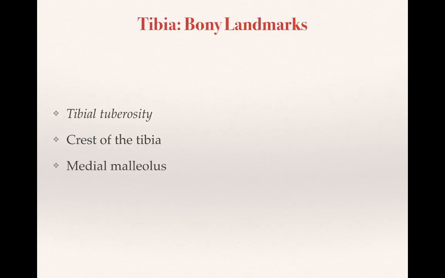On the tibia, the main landmark for our purposes is the tibial tuberosity. We use that landmark when we start measuring ankle range of motion. The crest of the tibia is often referred to as the shin. And then we have the medial malleolus, which is the most distal prominent landmark on the tibia.